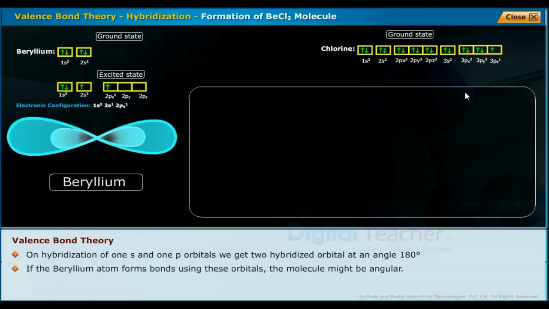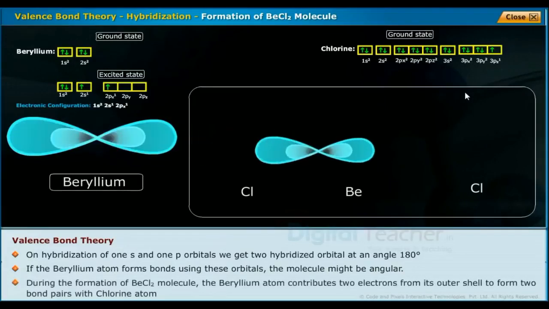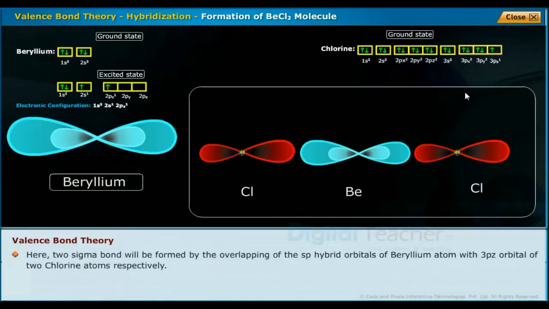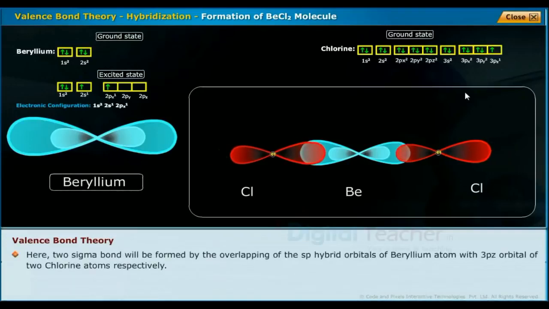If the beryllium atom forms bonds using these orbitals, the molecule might be angular. During the formation of beryllium chloride molecule, the beryllium atom contributes two electrons from its outer shell to form two bond pairs with chlorine atoms. Here, two sigma bonds will be formed by overlapping of the sp hybrid orbitals of beryllium atom with the 3pz orbitals of two chlorine atoms respectively.